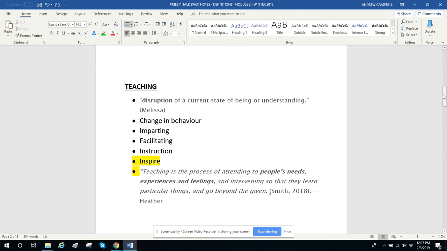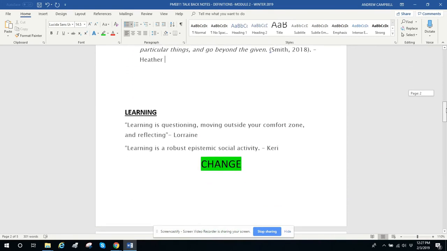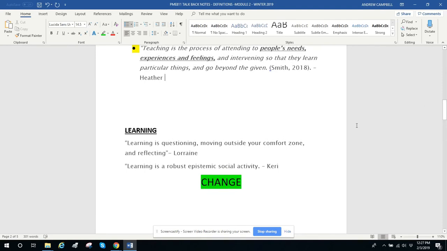And that takes me to the last one, learning. And learning actually takes me to Carrie's sharing here, Carrie, when you said a social activity. Social activity. And back here with Lorraine, when you talk about outside your comfort zone and reflecting, here we go back again, as learning is questioning.